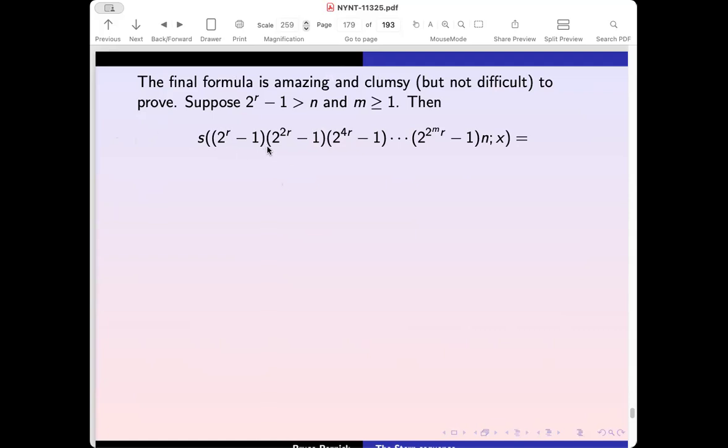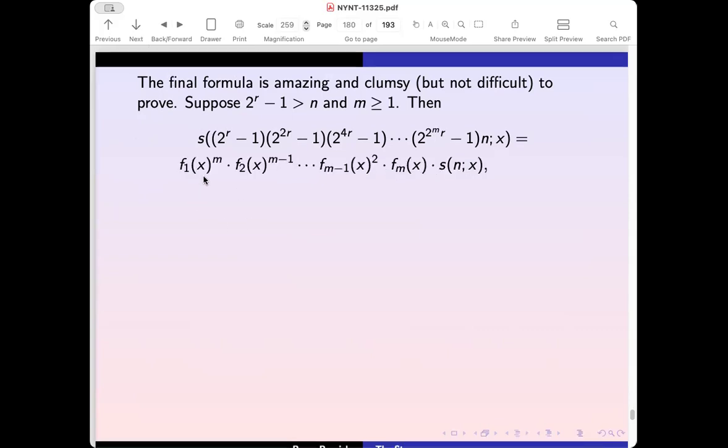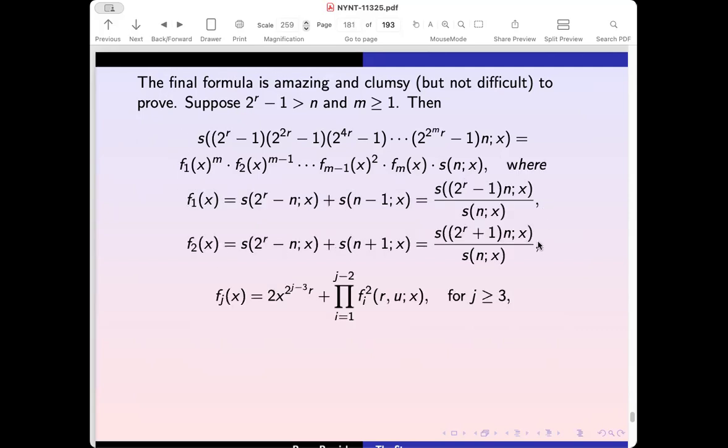So you take 2 to the r minus 1, 2 to the 2r minus 1, 2 to the 4r minus 1, up to 2 to the m times r minus 1, and x. Then that's one factor to the mth power, another factor to the m minus first, going all the way down, times Sn of x, where f1 and f2 are kind of nice, and f3 and so on are sort of nasty.